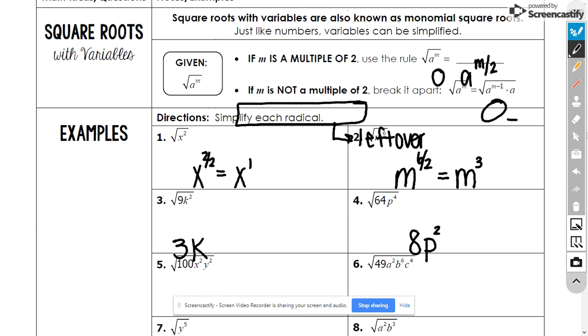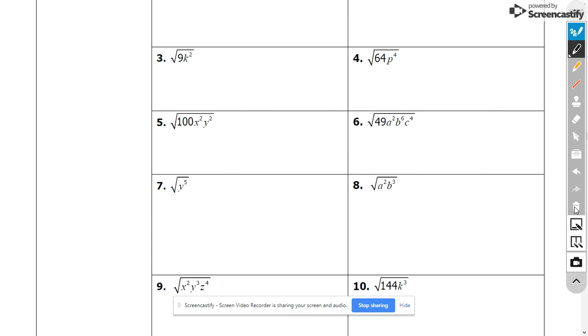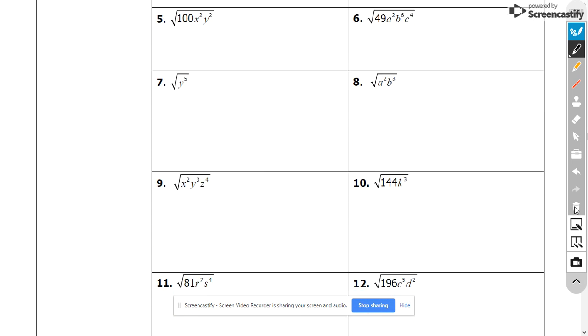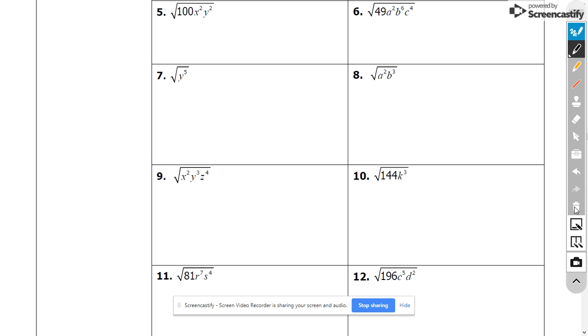All right, so let's look at some larger ones. Number 5, what is the square root of 100? It is 10. If I have 2 x's, divide that by 2, I have 1. 2 y's, divide that by 2, now I have 1. Number 6, what is the square root of 49? It is 7. I have 2 a's, so I'm going to divide that by 2, gives me 1. b6 divided by 2 gives me b3. c4 divided by 2 gives me c2.